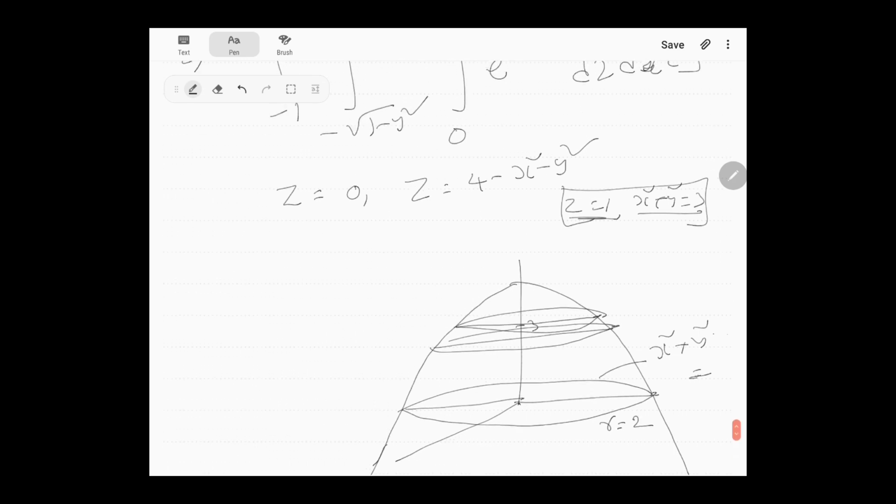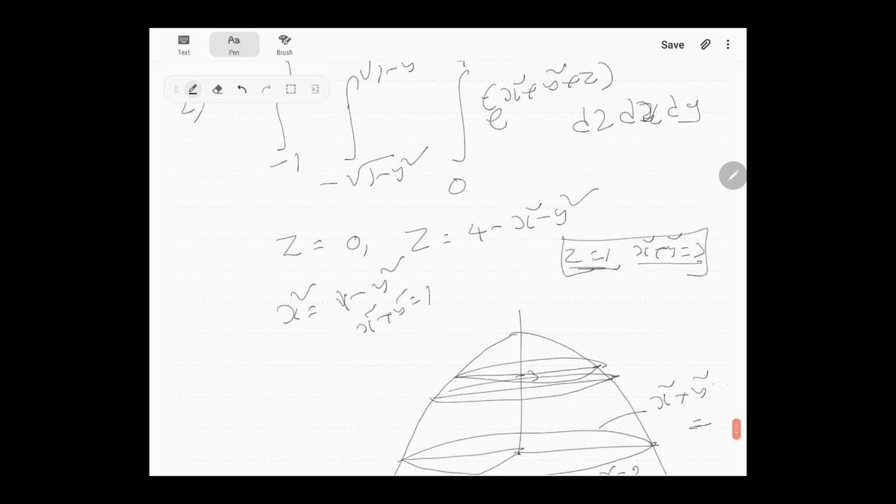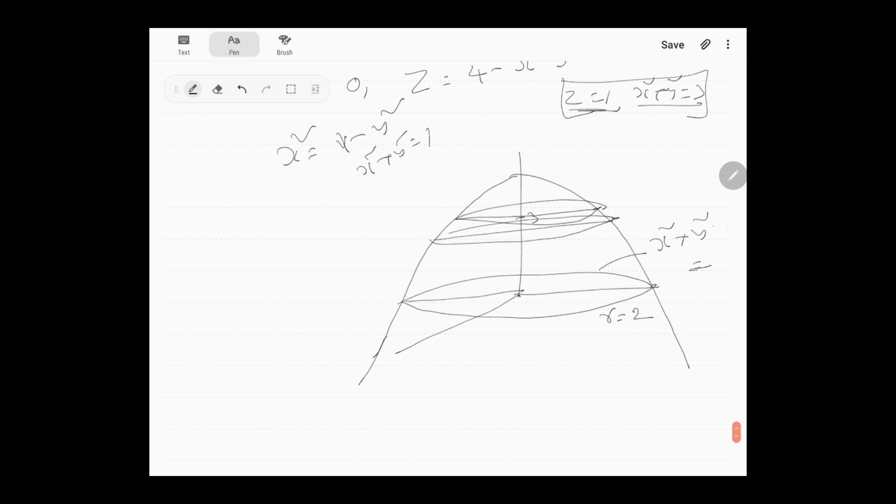And what he has given, these are the x limits. X is equal to minus root 1 minus y square to plus root 1 minus y square, x square is equal to 1 minus y square, or x square plus y square is equal to 1. So x limits and y limits are varying only in x square plus y square is equal to 1. This is x square plus y square is equal to 4. X square plus y square is equal to 1 is a cylinder. So your region of integration is the paraboloid. Inside it, there is one cylinder.